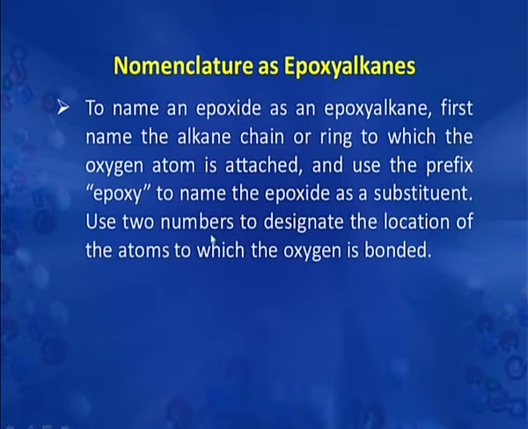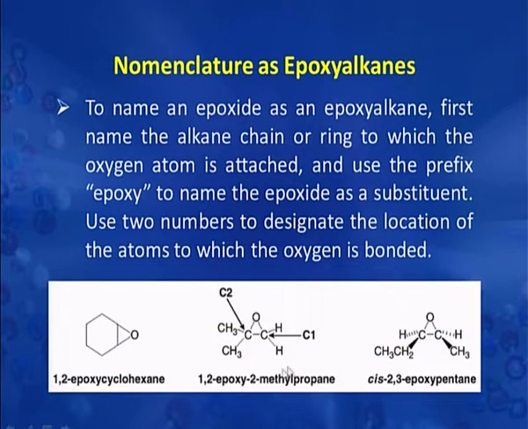The numbers also are designated before the name just to show the location of the atoms to which the oxygen is bonded. You can see with the help of this example here, the simplest one is this one, where you can see the carbon chain comprised of 3 carbon atoms 1, 2 and 3. At position 2 we have a methyl group and 1 and 2 are attached to oxygen. So, the name of the molecule will be 1,2-epoxy-2-methylpropane.